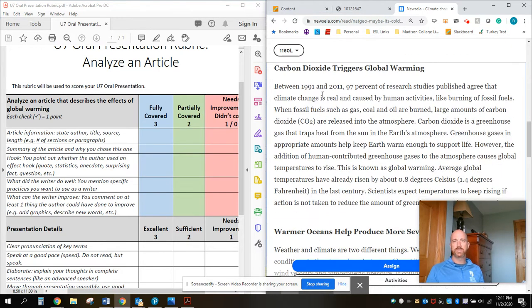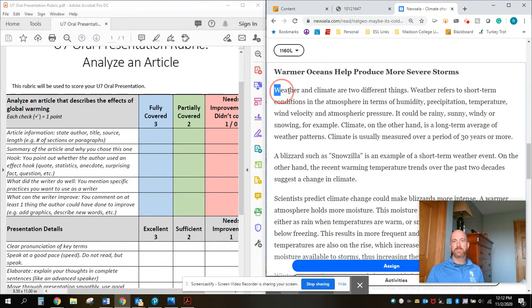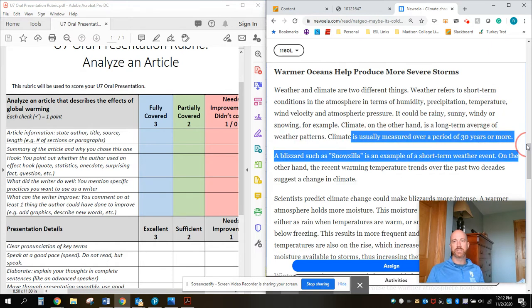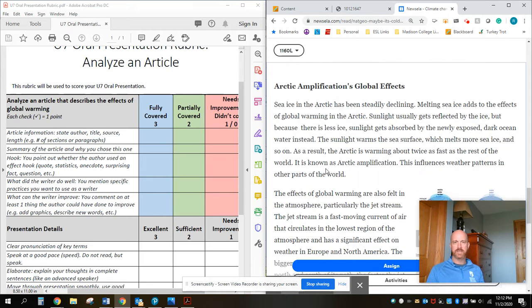In section 2, they start out with some statistics, and here, between 1991 and 2000, 97% of research. I'd like to know what research that is. In the third section, they do a good job of making a difference between weather and climate: that weather is short-term and that climate is long-term, a period of 30 years or more. And then in section 4, the last section, I also like that they use some terms that we've been talking about, the effects of global warming.